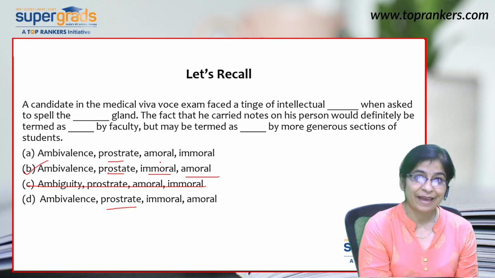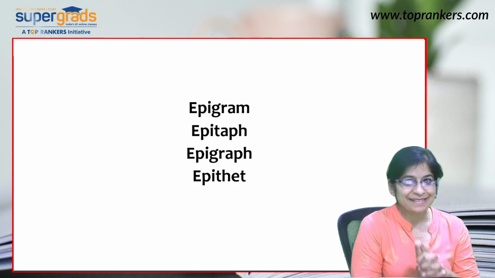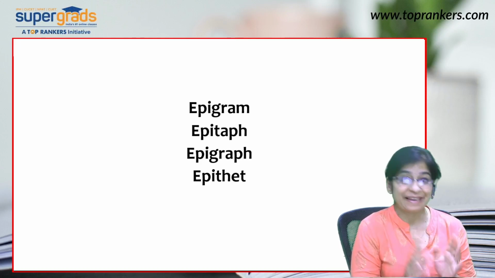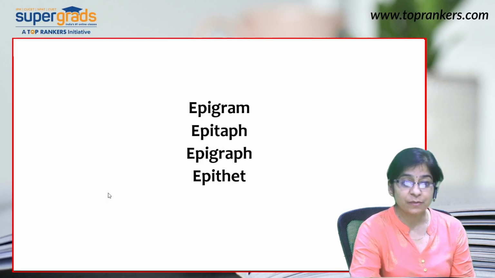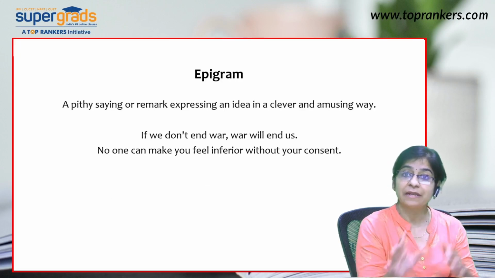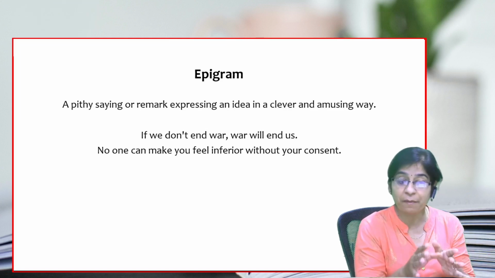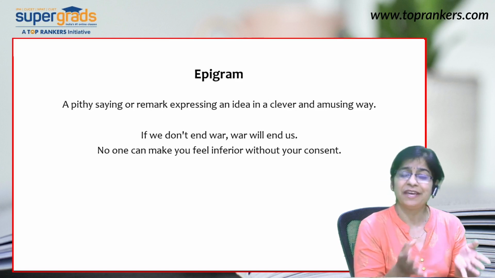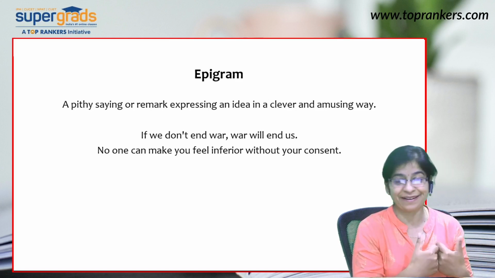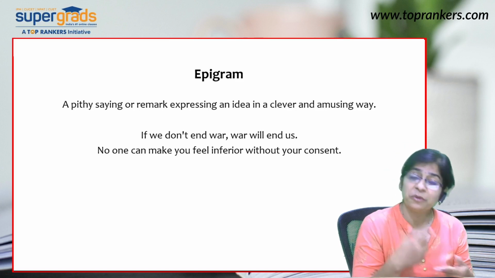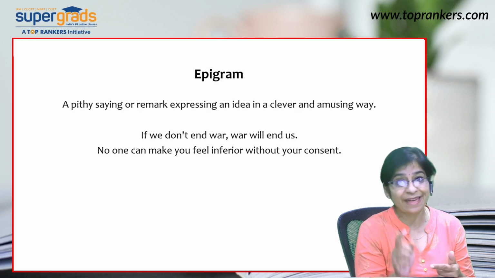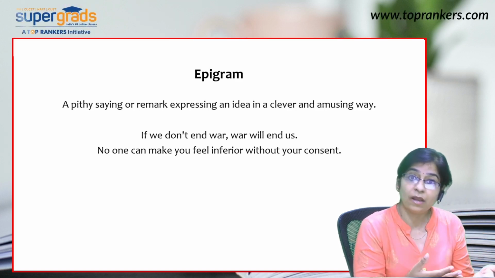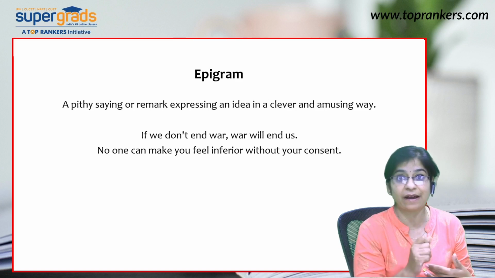Now let's take a look at the last section. Now the last set of words: epigram, epitaph, epigraph, and epithet. Let's understand the meaning together. So the first one is epigram. Now epigram is a pithy saying or a remark expressing an idea in a clever or amusing way. For example, if we don't end the war, the war will end us. Clever, isn't it? Or maybe, no one can make you feel inferior without your consent. Now, this means that until and unless you permit them, you allow others to belittle you, they actually can't.